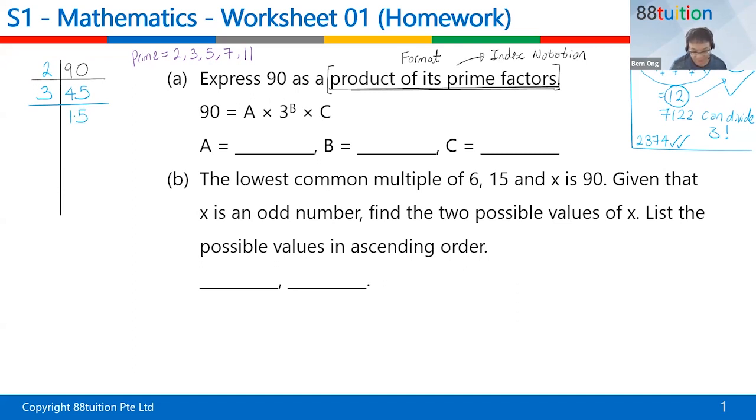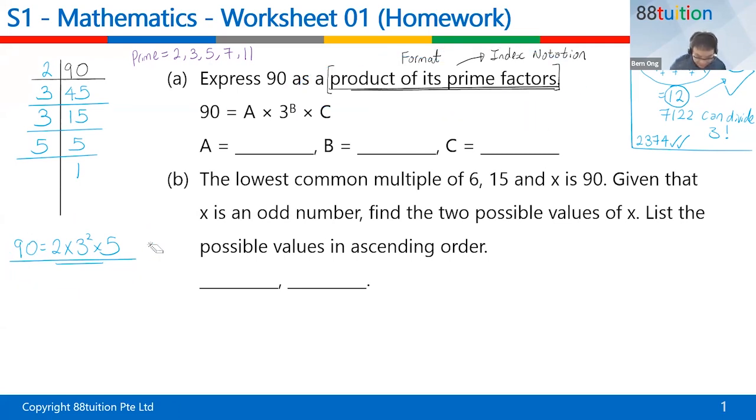15. 1 plus 5 is 6, right? 6 is a multiple of 3. Can divide by 3 to give you a 5. 5 divided by 5 gives you a 1. So your 90 can be presented as what? 2 times 3 squared times 5. And this is your answer as a product of its prime factors.